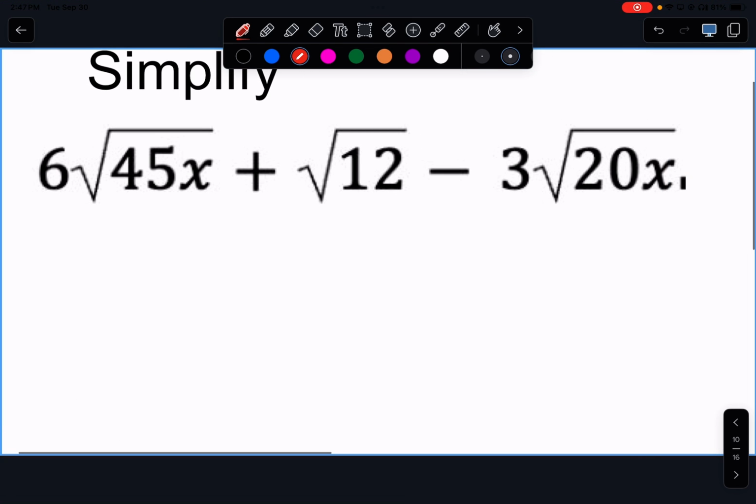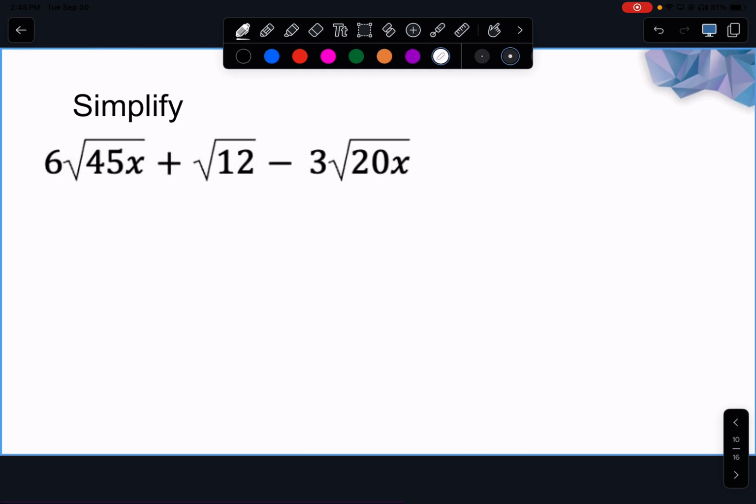Right now, the way it is right now, are there any that have the same radicand? No. Do they have the same index? Yeah, they all have the same index. They're all square roots. But what we have to do here is, again, accept the fact that we're going to have to do some work on the side. And we're going to simplify the square root of 45x, the square root of 12, the square root of 20x. We're going to simplify those and see if we can get it to have the same radicand so that we can combine some things.